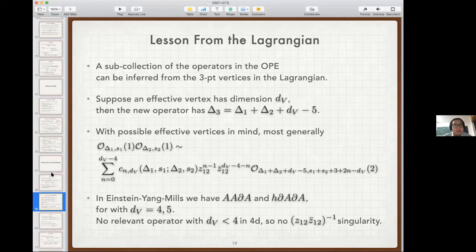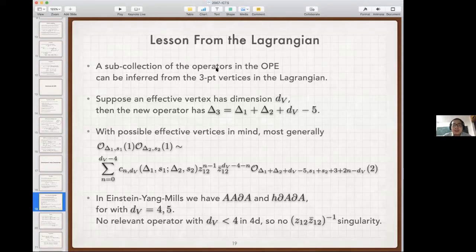So before I talk about the constraints themselves, let me review a little bit about what kind of structure we can expect for the OPE. And this is from the observation of the Lagrangian. So we already think that in the OPE, there should at least be some operators directly corresponding to the particles that we talk about. And so at least there is a certain subcollection of the operators in the OPE expansion.